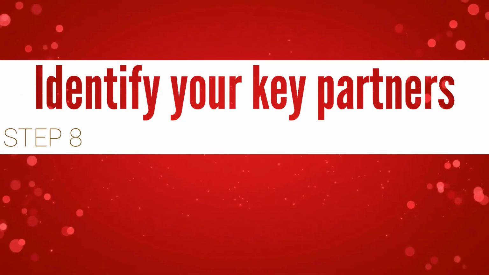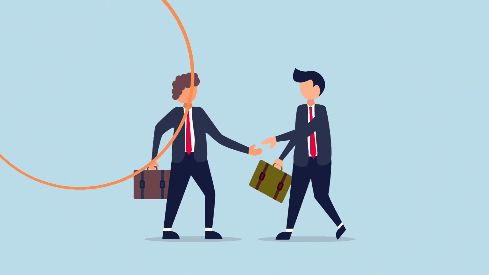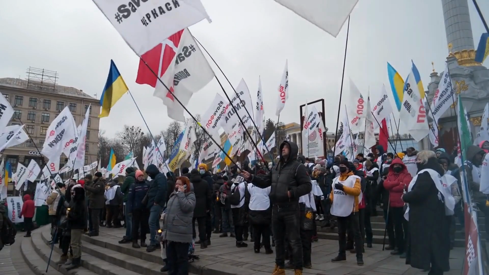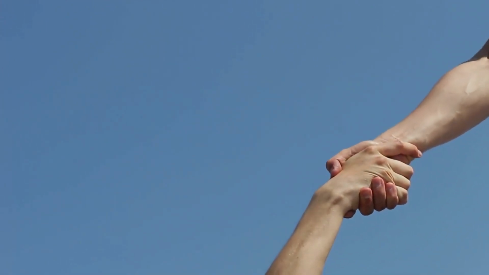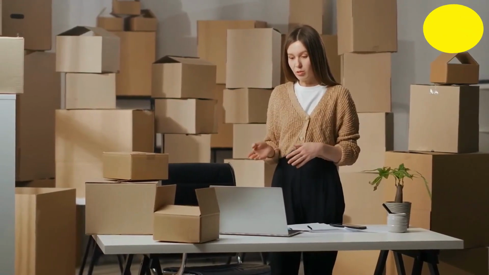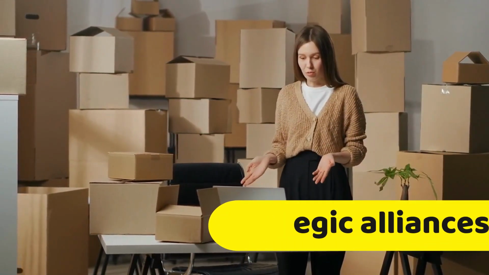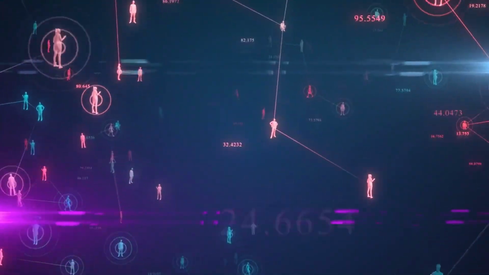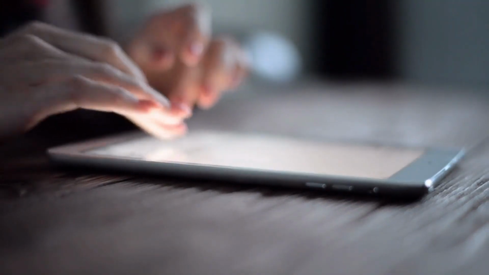Step number 8. Identify your key partners. Identifying your key partners is a predominant step in creating a successful business model. Key partners refer to the individuals or businesses that you'll work with to acquire the resources and support necessary to run your business effectively. These partners can include suppliers, manufacturers, distributors, or strategic alliances. By identifying your key partners, you can create a network of relationships that can help you acquire the resources you need to operate your business effectively.